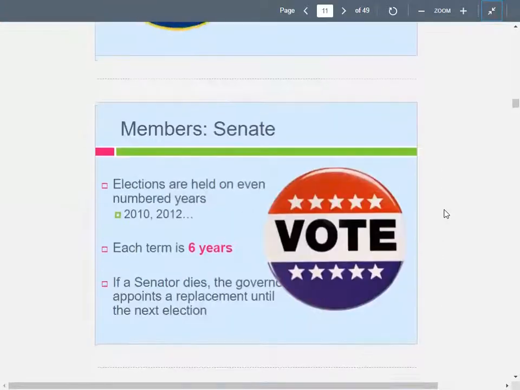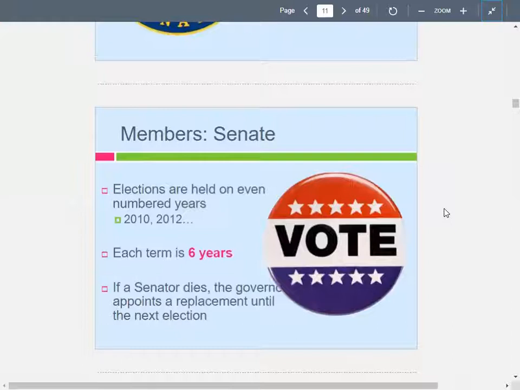Their elections are held on even numbered years too, 2010, 2012, 2014, etc. And each term for the senators is 6 years. So every 6 years, we elect new senators. If a senator dies, the governor appoints a replacement until the next election.